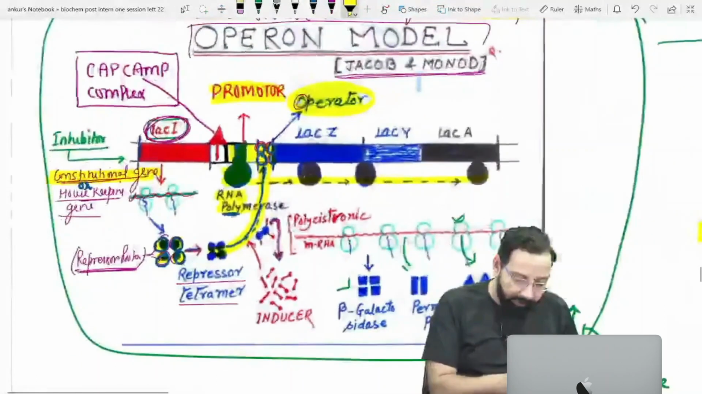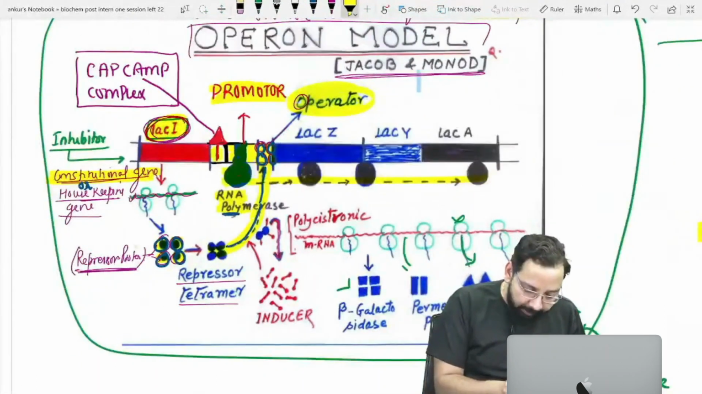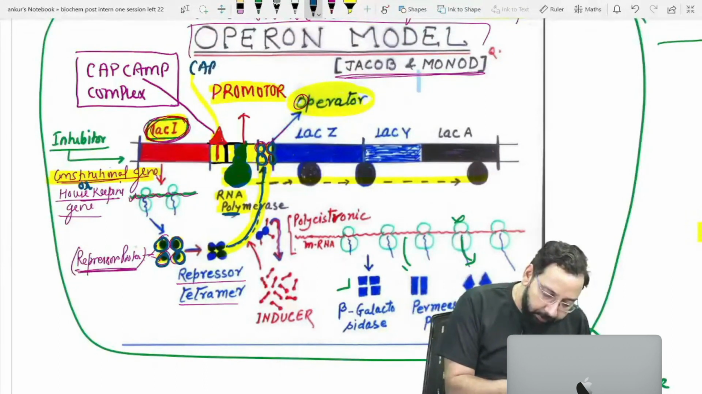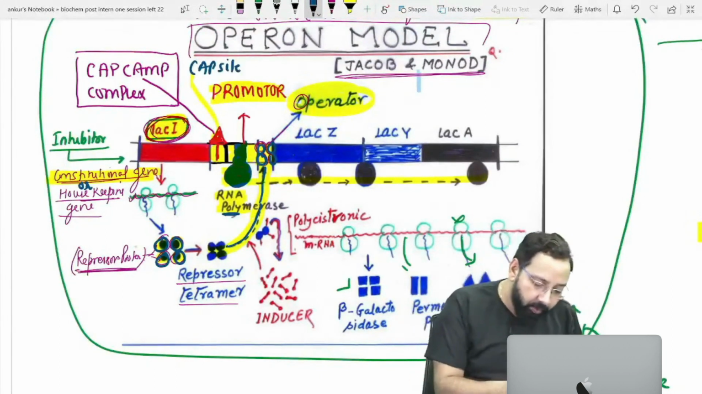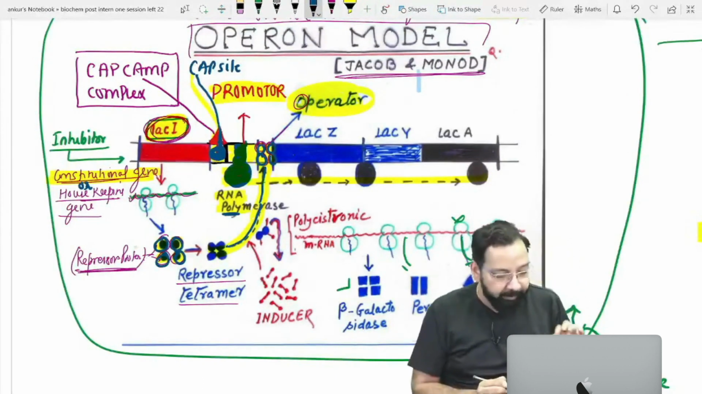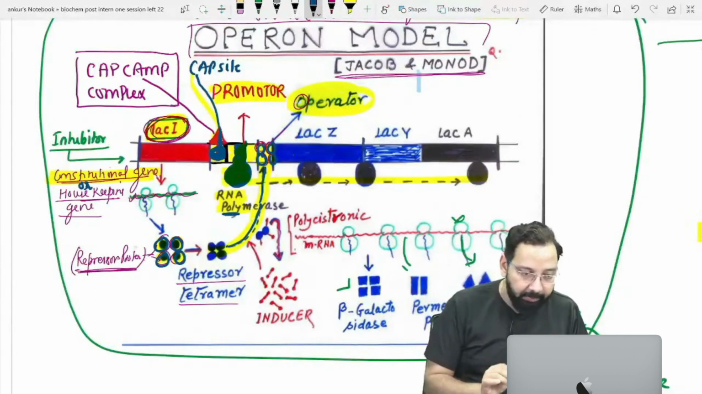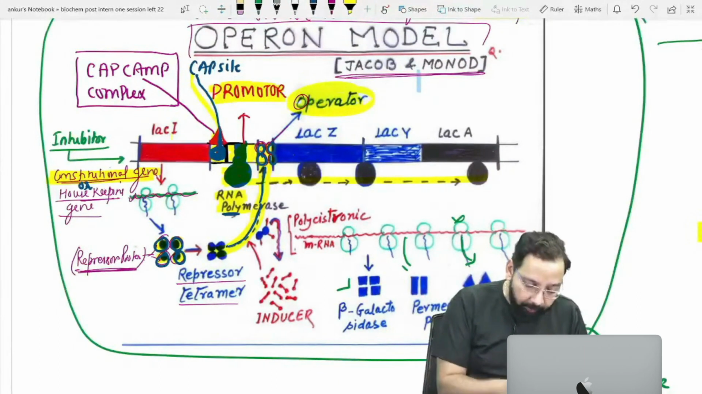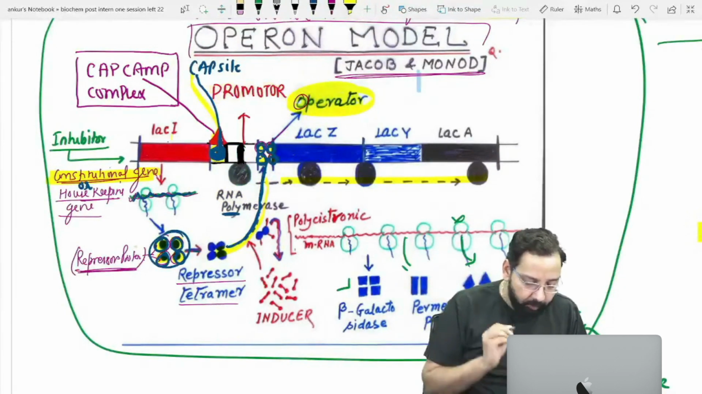has the LAC I gene. This site I have not discussed till now. This site is called the CAP site. Why is it called the CAP site? I will discuss shortly. For the time being, normally this is the lac gene. Every time it is expressed, it synthesizes repressor tetramer which goes and binds to the operator region. RNA polymerase binds to the promoter region.